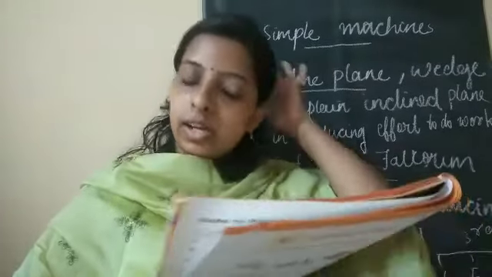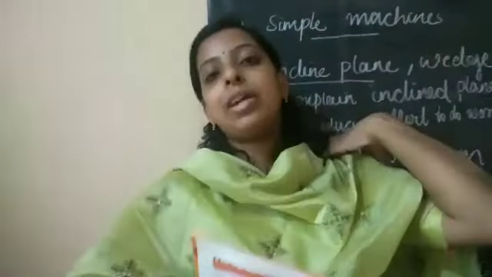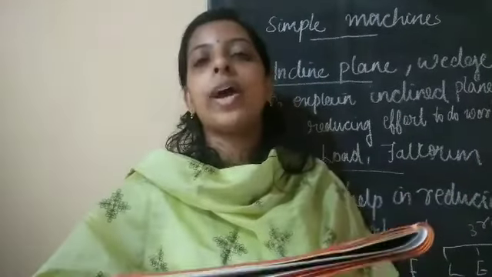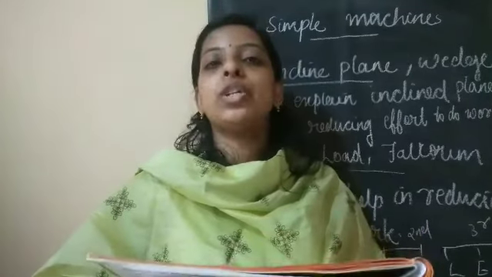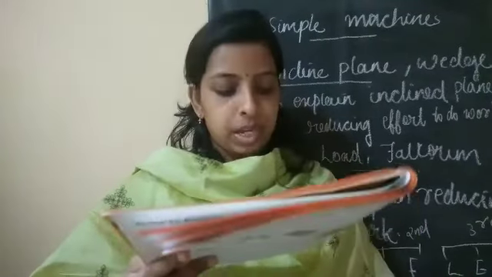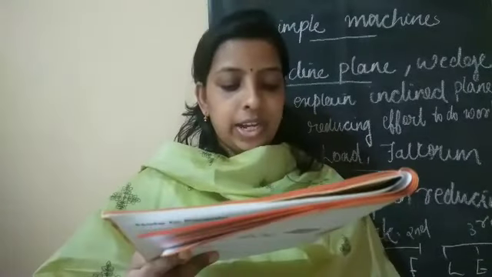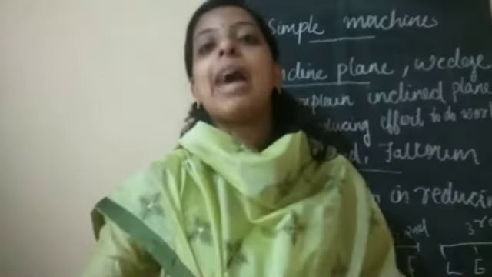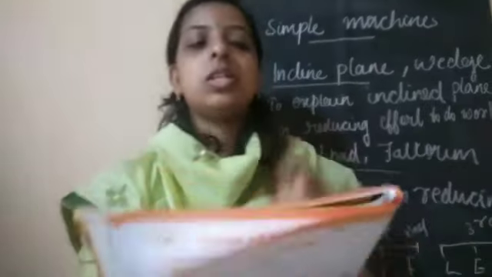Then C, squeeze lemon juice. We need a lemon squeezer. To squeeze lemon juice, we require a lemon squeezer. Then catch a fish, fishing rod. Then take out a nail from a wall. For that we can use a hammer. So that's all about our worksheet S2.